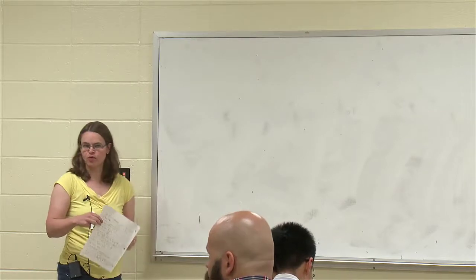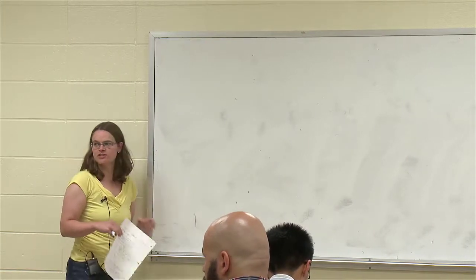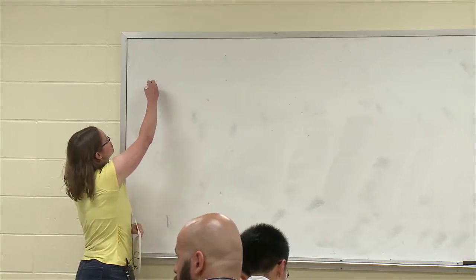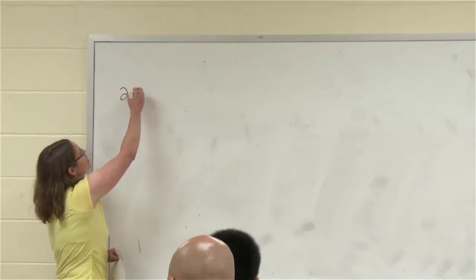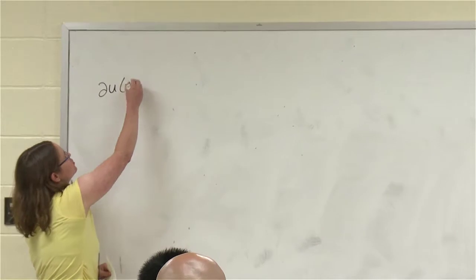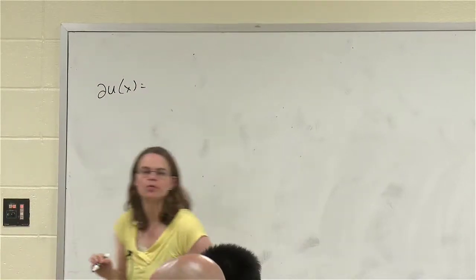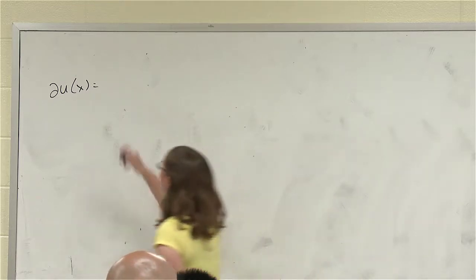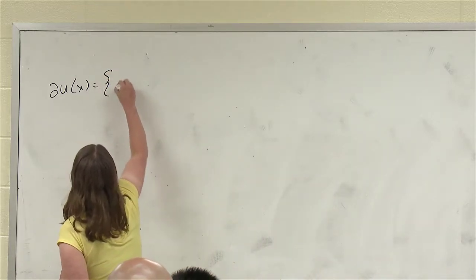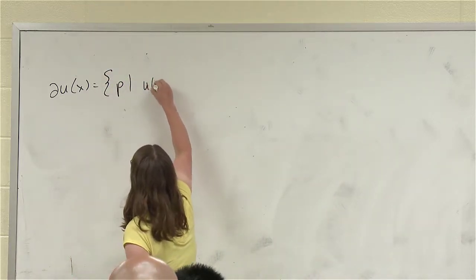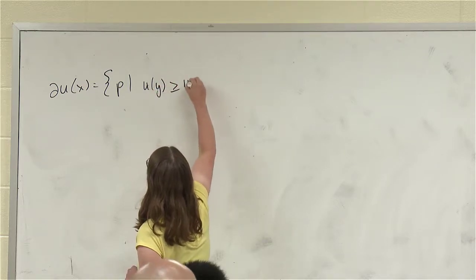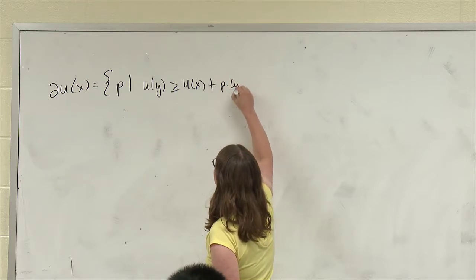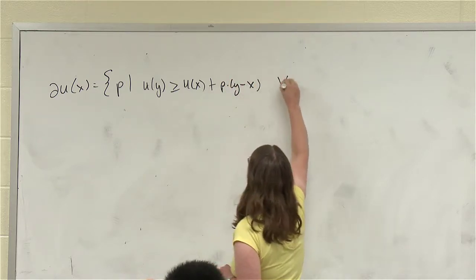So one of the last things we wrote down last time was the definition of the subgradient. All right, so that was this object. We said the subgradient of u at x, right? This was the slope of all tangent lines or tangent planes, basically. So this was the set of all p such that u of y was always greater than this tangent plane, okay, for all values of y.